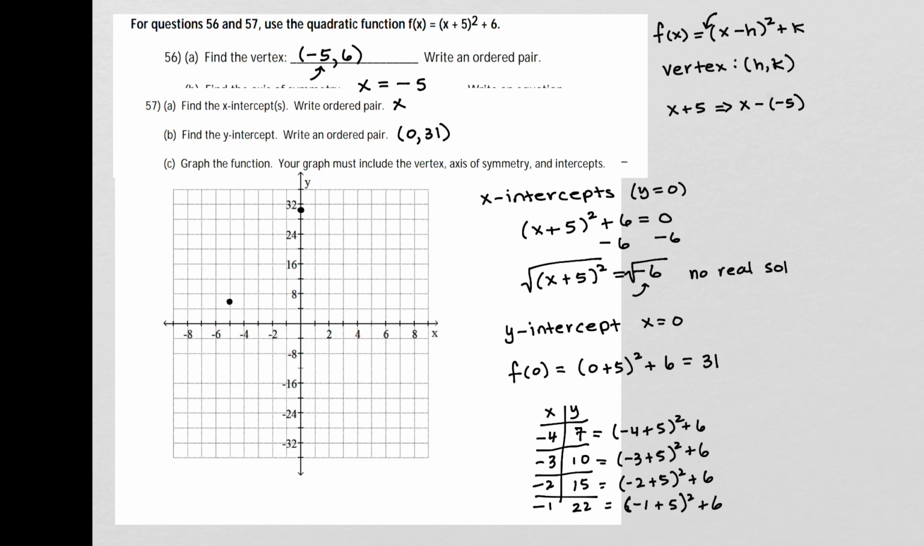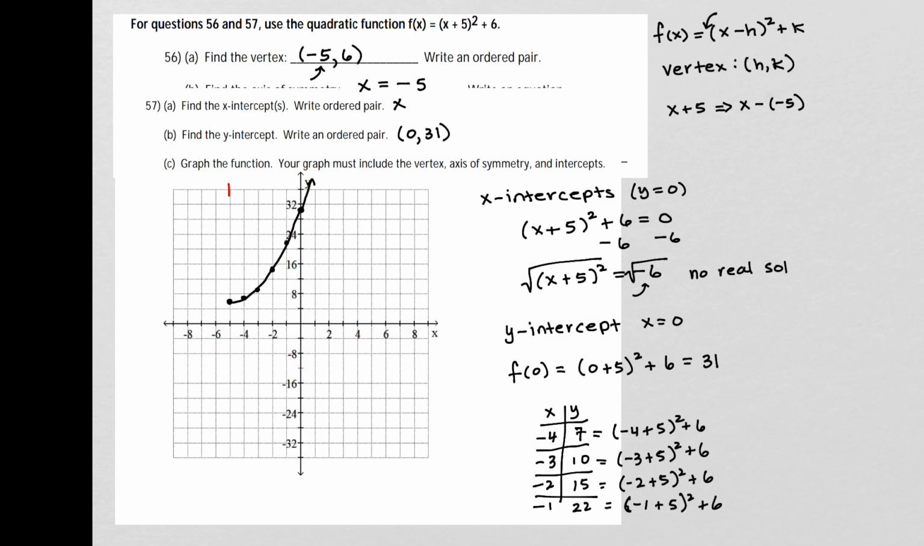Okay, so I've calculated the y values that go with those. So we have negative 4, 7, still a little bit below the 8. Negative 3, 10, could be a little bit above the 8. Negative 2, 15, going to be just below 16. And negative 1, 22. So we'll be right about there. And so we can see this is forming a nice curve, like so.